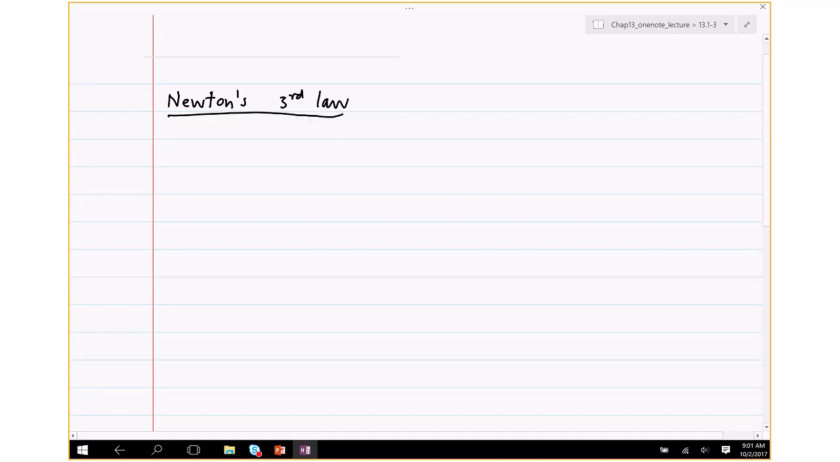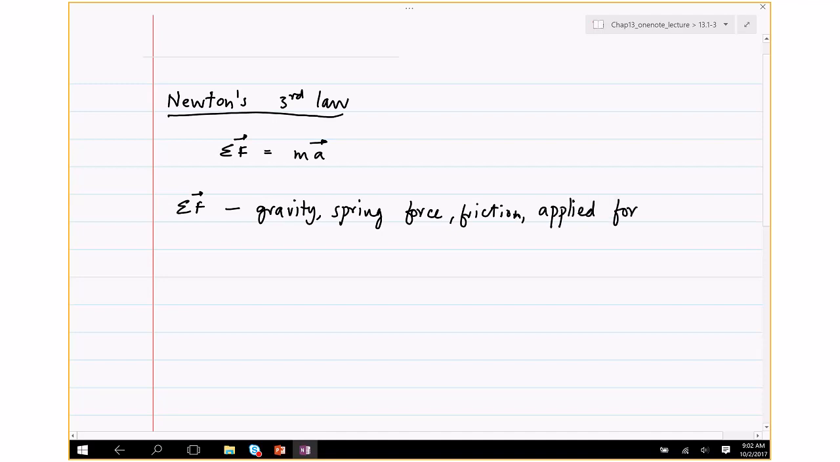Okay, Newton's third law says that the net external force is mass times acceleration, right? So external forces can be things like gravity, spring force, friction. It could also be the applied force. M is the mass and A is the acceleration.